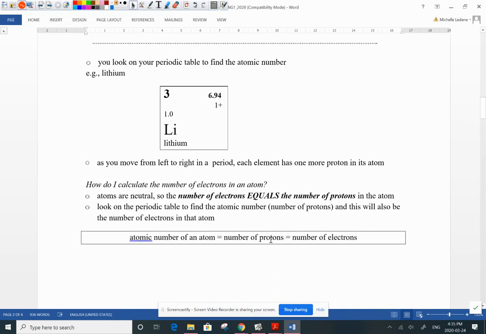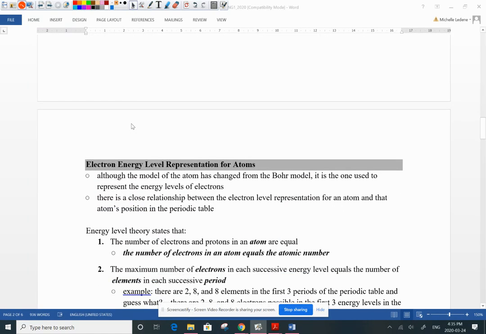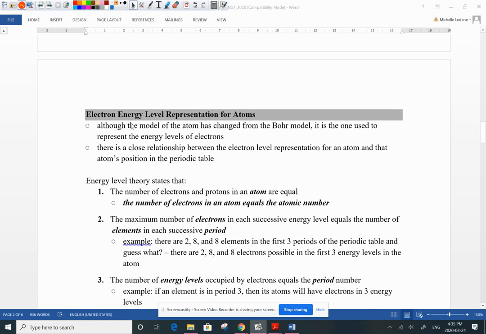Okay, so if you know the atomic number, you know the number of protons, the positives, and because all atoms are electrically neutral, the number of protons has to equal the number of electrons. The positives have to equal the negatives. So that is how we are going to figure out how to draw these energy level diagrams or Bohr diagrams. There are two different types of diagrams you're going to learn how to do.